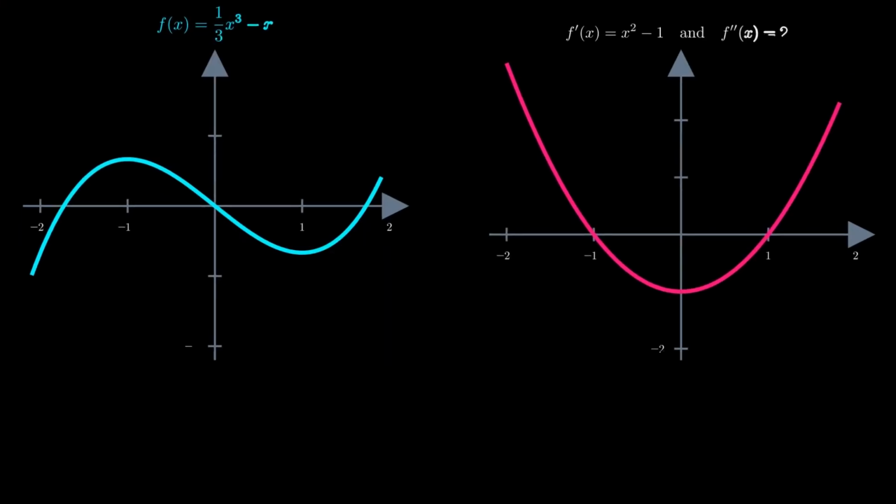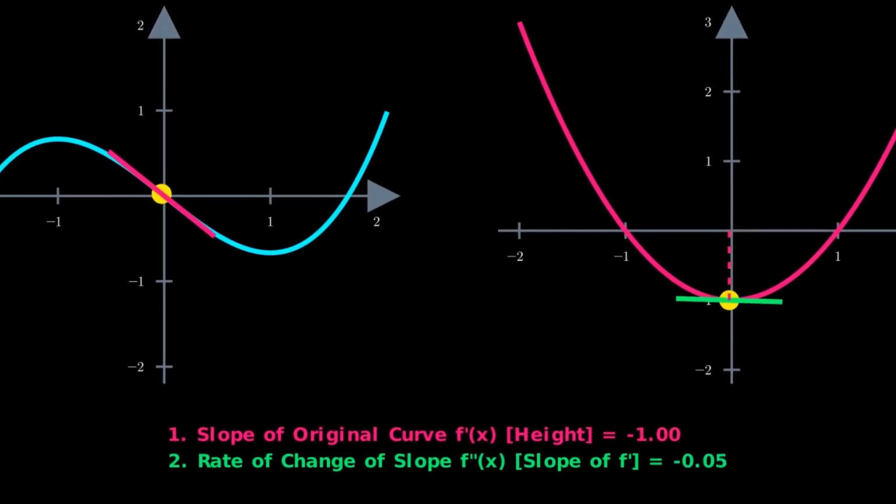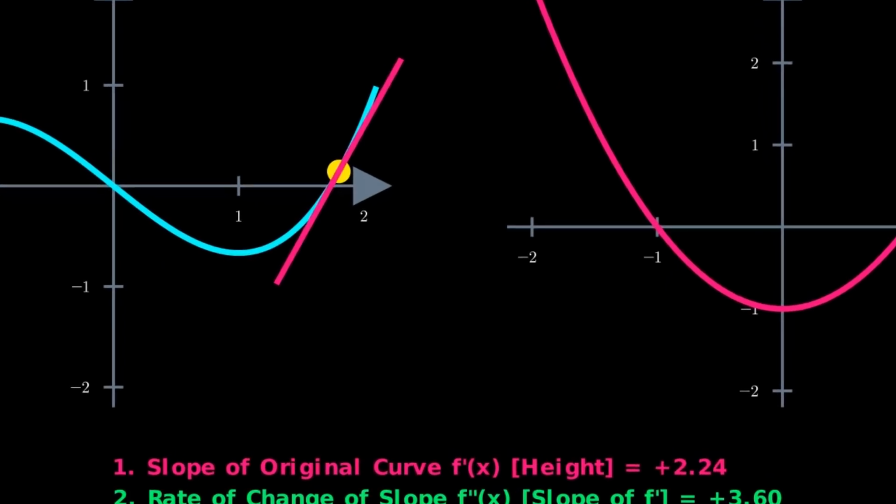To wrap it all up, the first derivative measures steepness, the slope of the tangent line at a single point. The second derivative measures curvature, how fast that slope is bending upward or downward.